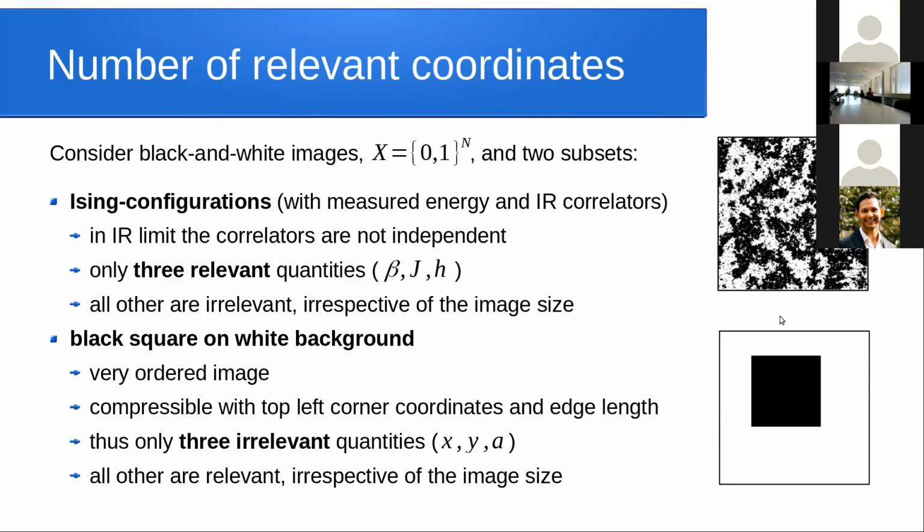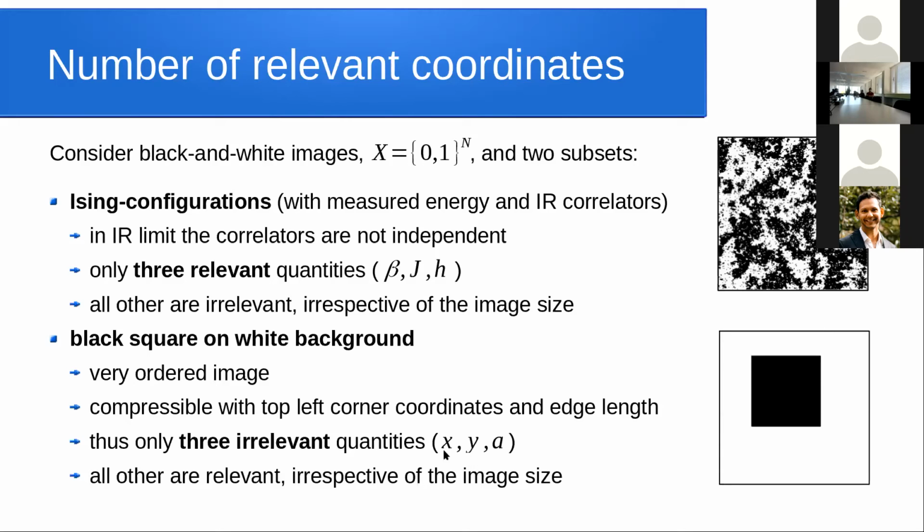But let us consider an image. In this case, this black square on white background. We can compare the two, and we see that it is a very, very ordered image as compared to the previous one. And indeed, we can describe this image only by giving the coordinates of the top left corner and the edge size of the square. If we know these three coordinates, then all pixels of this image can be reconstructed. As opposed to the previous case, where if we know these three numbers, this defines just the set from which we picked this image at random.